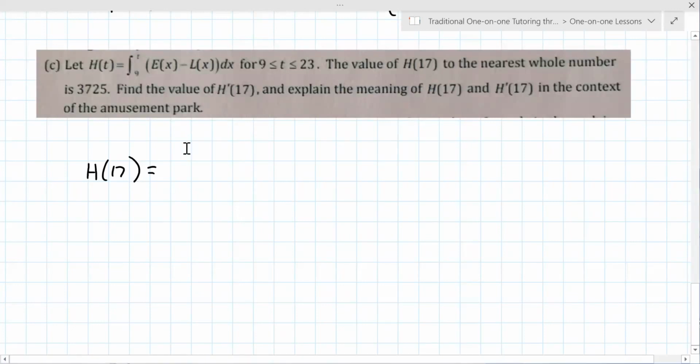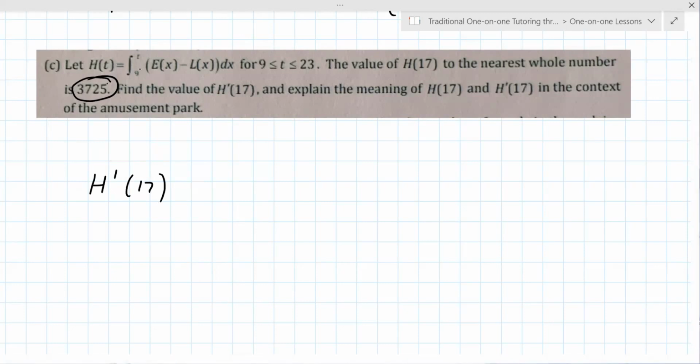Oh, I'm sorry, they give that to you. I didn't realize they give that to you. They give you that number, so you don't have to do it. Okay. And then they want you to find the value h prime of 17. Okay. All right. So to do h prime of 17, this is like one of those fundamental theorem of calculus things. So you put the upper limit in each of these. So h prime of 17.